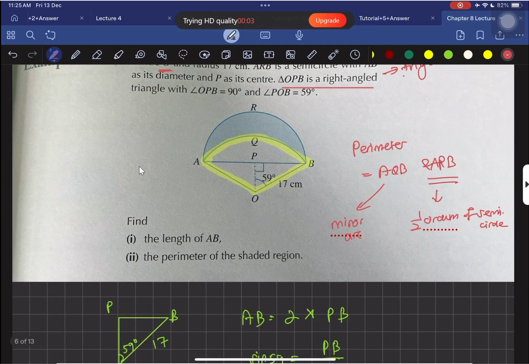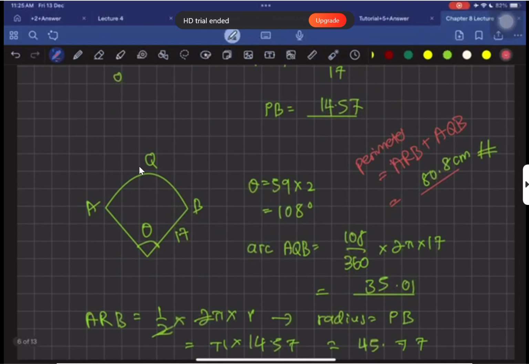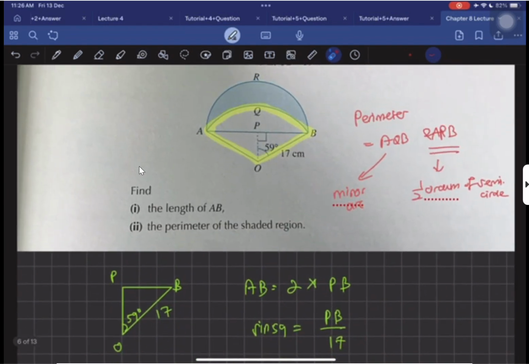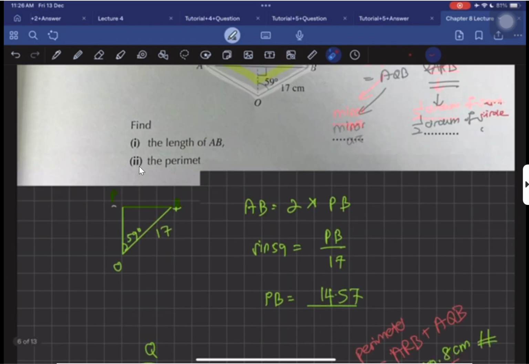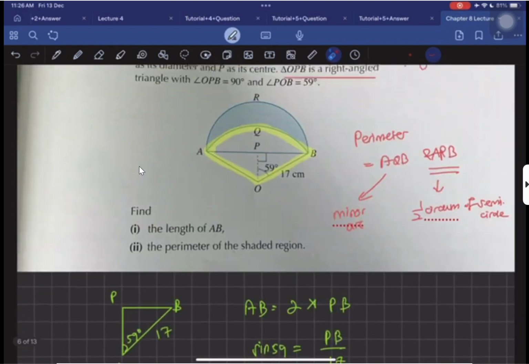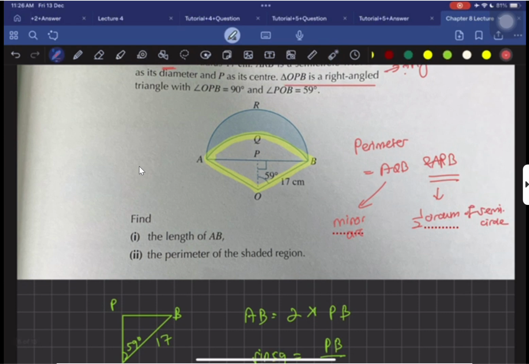So your AQB is simple, just plug the formula. So your AQB is basically 108 over 360 times 2 pi r. Okay, so just use the formula and then you will get 35.01. And then your ARB, you have found out that APB is your diameter and PB is your radius, right? So your ARB is basically half your circumference.